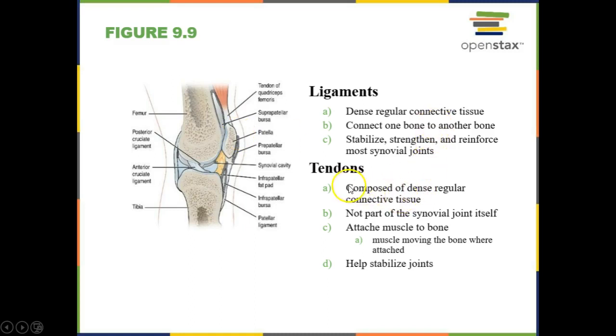Both ligaments and tendons are composed of dense regular connective tissue. Dense regular connective tissue has collagen fibers that run in one direction, so they protect the joint very, very well in one direction along that ligament or tendon.